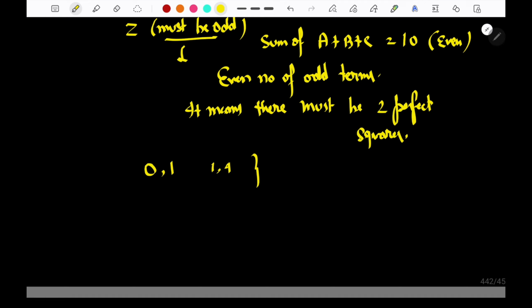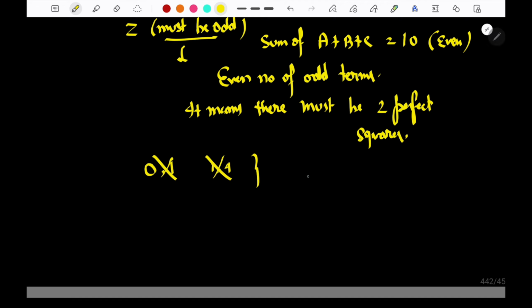And what else is the case? If I choose 1 and 4, then tau of b must be 5, which is not possible. So this case is gone. Therefore these two values are impossible.